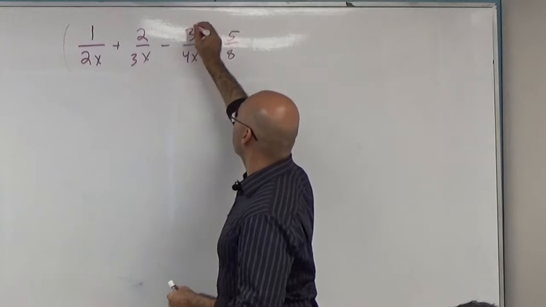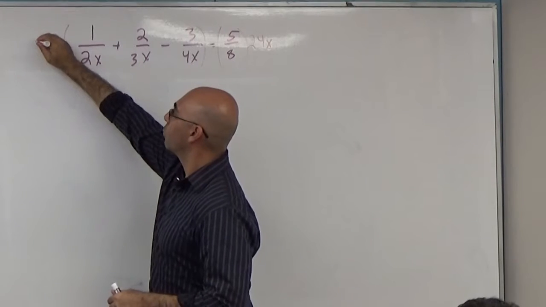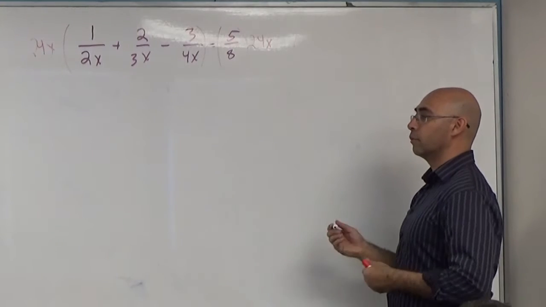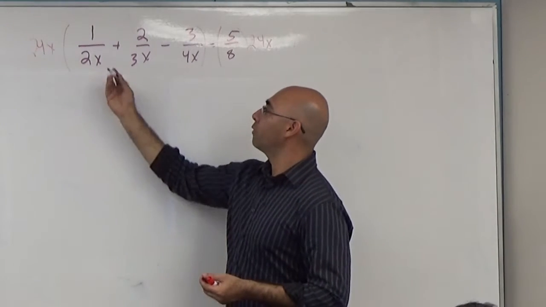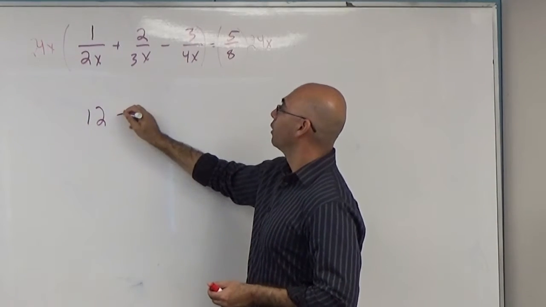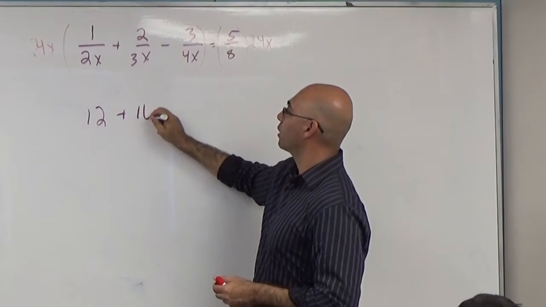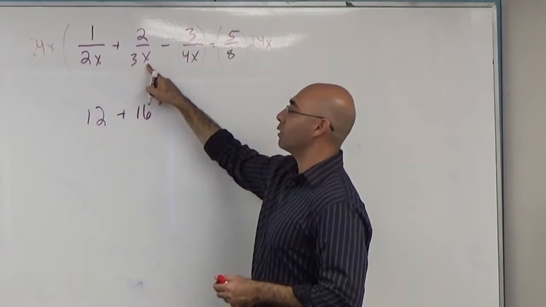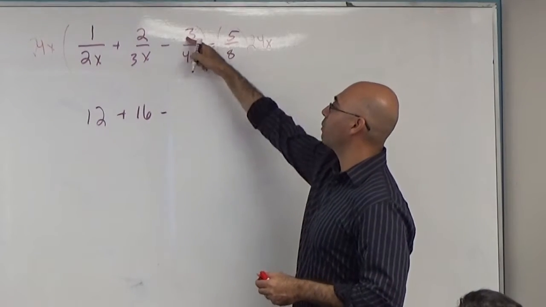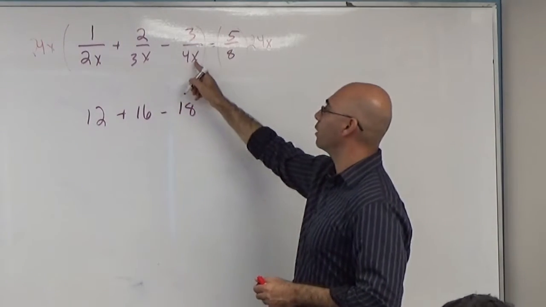Now I'm going to multiply everything by 24x. What's 24 divided by 2? 12. And what's 12 times 1? 12. And these x's go away, don't they? Good. What's 24 divided by 3? 8. 8 times 2? 16. And these x's cancel each other out, don't they? Good. What's 24 divided by 4? 6 times 3? 18. And don't these x's cancel each other out?